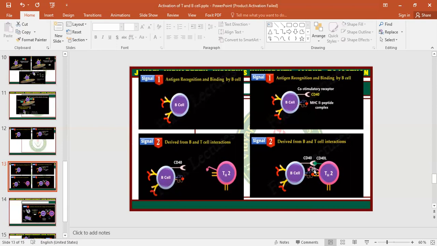After that, a co-stimulatory signal will be there. This co-stimulatory signal is conducted by the CD40 ligand and the CD40 receptor. So the CD40 receptor and the CD40 ligand of the T helper cell. This T helper cell has some ligand. It is sending some message to the B cell, and the receptor of the B cell, that is the CD40 receptor, will receive this signal and it will get activated.